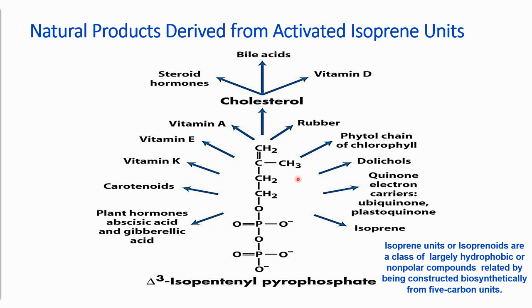And then you can also form rubber, phytol chain in chlorophyll, dolichols, quinone, electron carriers. This is part of the electron transport chain. And then isoprene. Then you have also plant hormones like citric acid and gibberellic acid. Now, take note for isoprene, particularly isoprenoids, these are a class of largely hydrophobic or nonpolar compounds constructed biosynthetically from 5 carbon units. Actually, ito po yung mismong one of the major products yan. So that is for cholesterol.